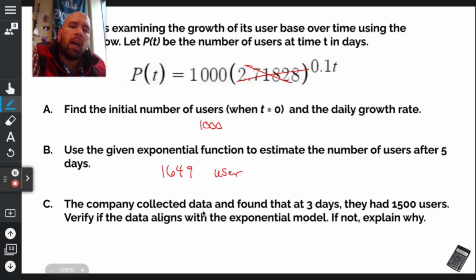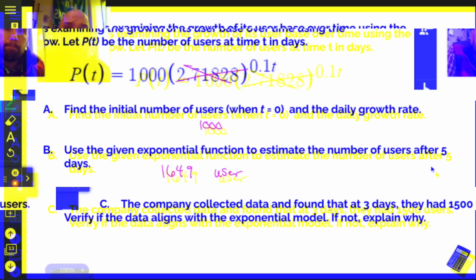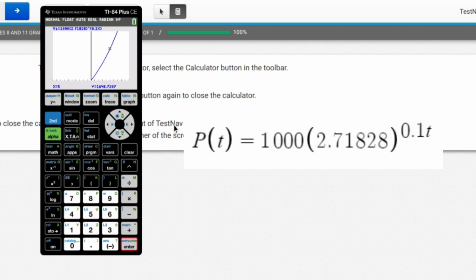Okay. The company collected data and found that at 3 days, they had 1,500 users. Verify if that data aligns with the exponential model. If not, explain why. All right, so let's plug in 3. Trace value 3. And no. So I'm going to say no because it's more like 1,350-ish. So that data that this company collected does not verify. That's a big fat NO on that one.